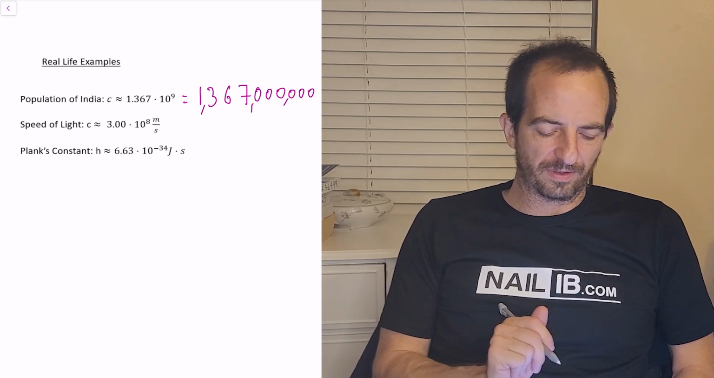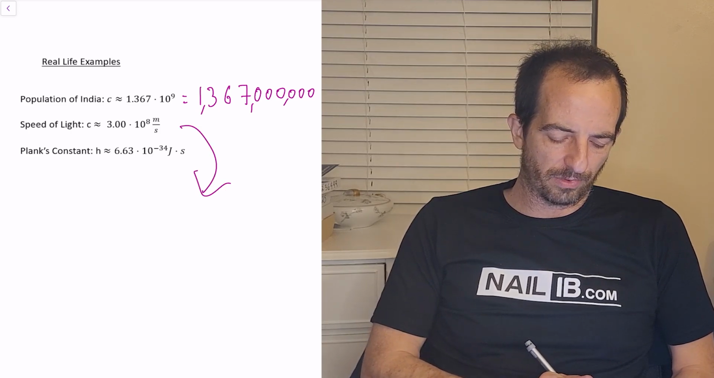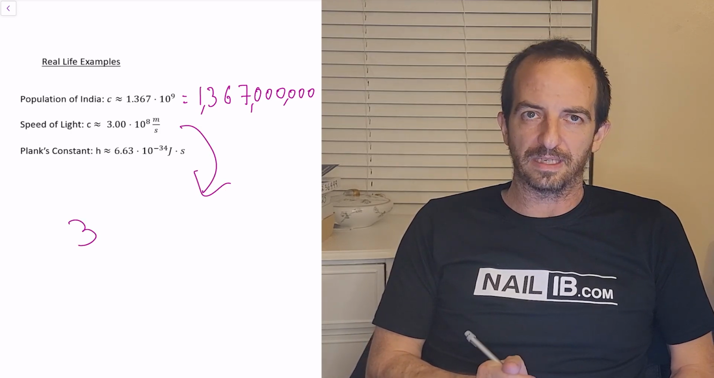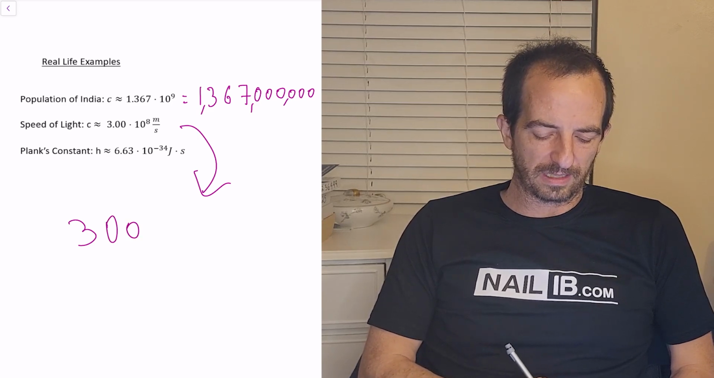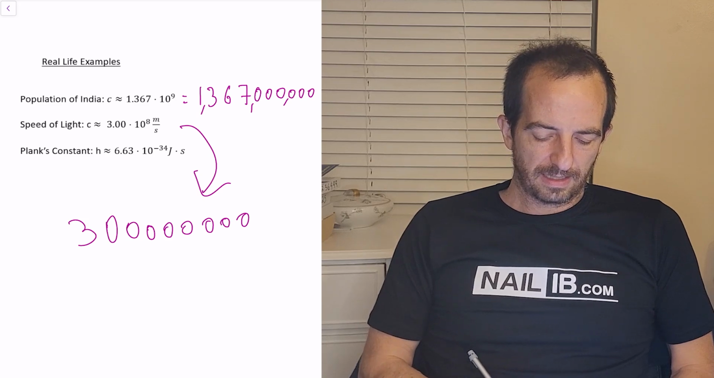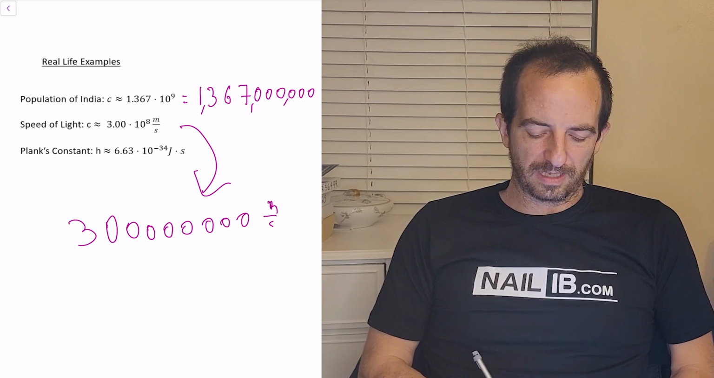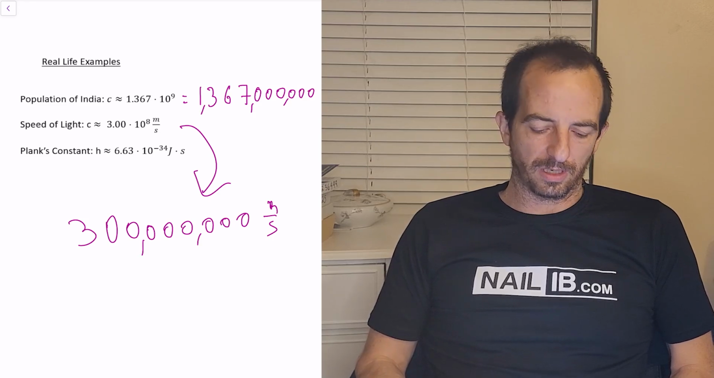And we can do the same thing for the speed of light, but I guess I'll just do the speed of light also. 3.00 times 10 to the 8. I moved over that decimal point once, twice, 3, 4, 5, 6, 7, 8. And that would be meters per second. And that is 300 million meters per second is apparently the speed of light.